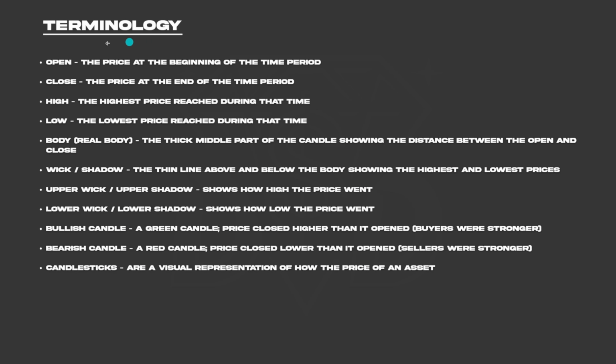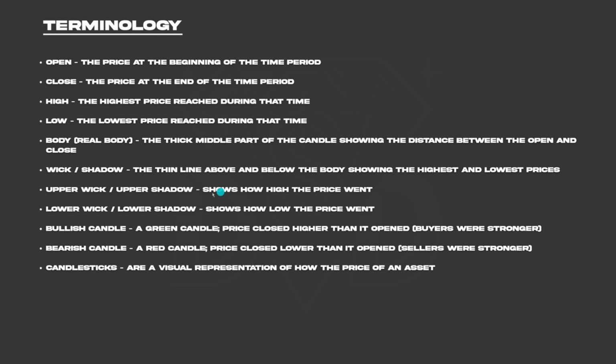So these are the notes that you guys should take down just so you can remember some terms for candlesticks. Open means the price at the beginning of the time period. Close means the price at the end. Highs is just the highest point reached during that time. Lows, the lowest point reached. The body is the thick middle part of the candle showing the distance between the open and the close. The wick or the shadow is a line above or below showing the highest point and the lowest point price has reached. So upper wick and lower wick.